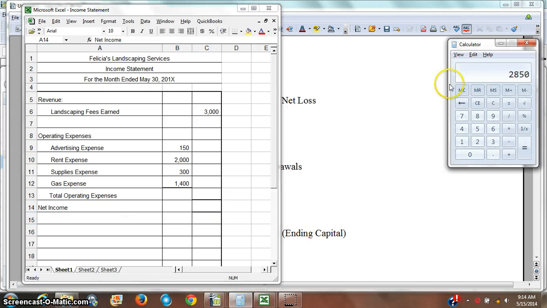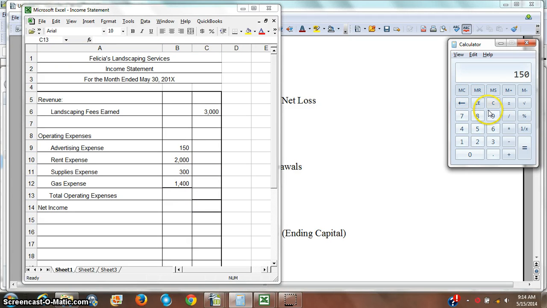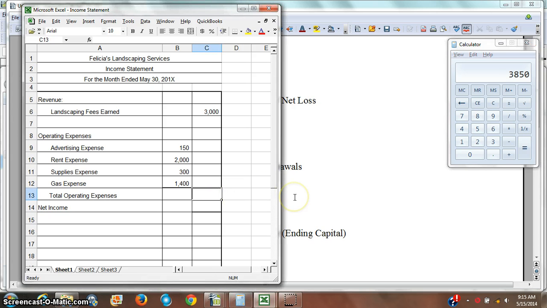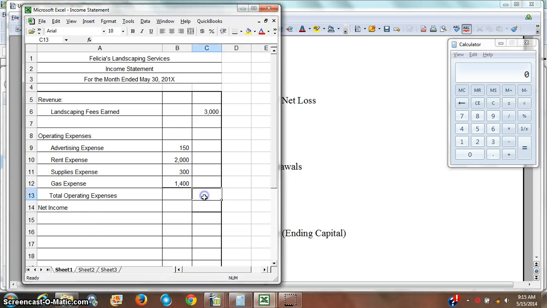So let me go to my calculator here. First I'm going to total up all my expenses, get my total operating expenses here. 150 plus $2,000 plus 300, I'm sorry, 300 plus 1,400 equals 3,850.